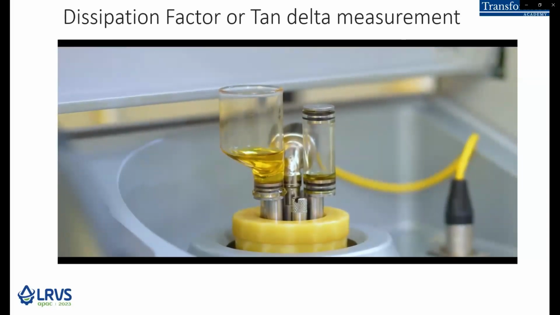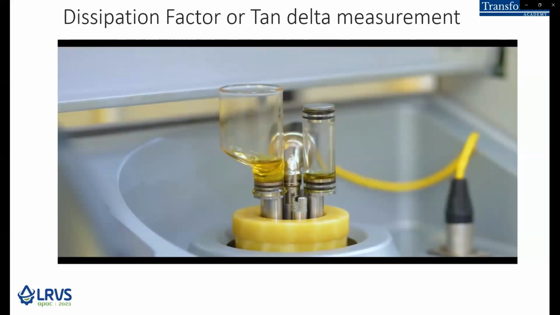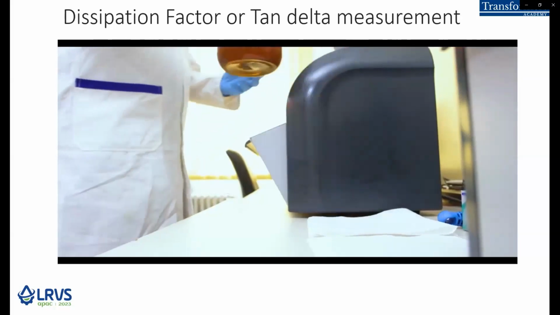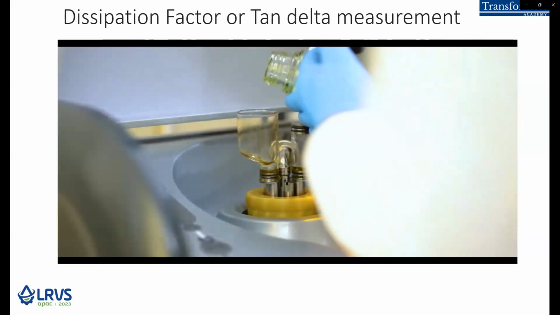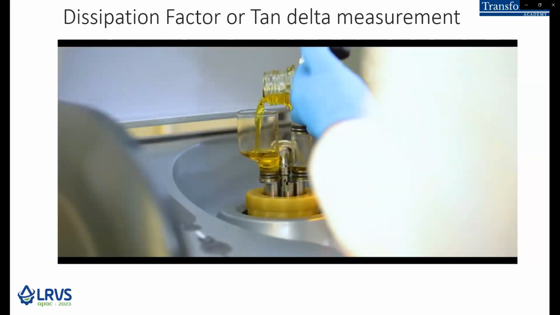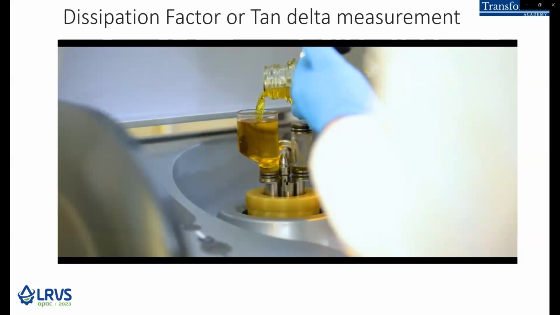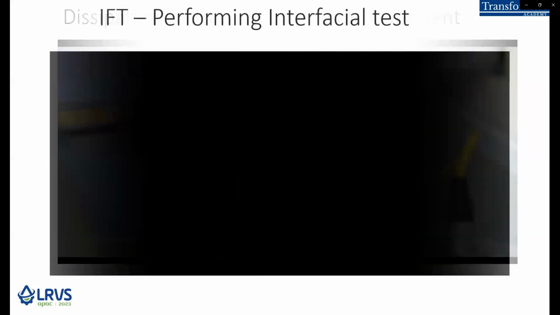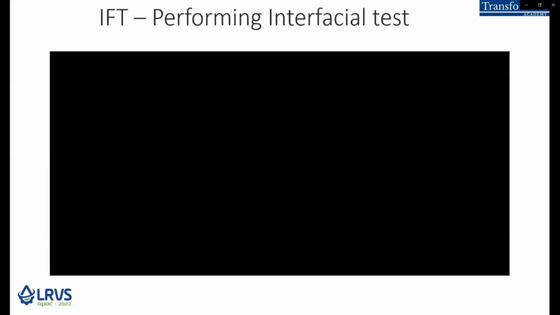We see that a cell is first of all flushed. The operator fills the oil that should be measured again. If the oil before was contaminated with a high dissipation factor, then the flushing is maybe doubled, and now it is measured.